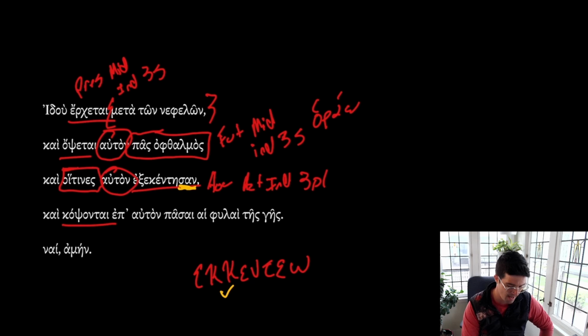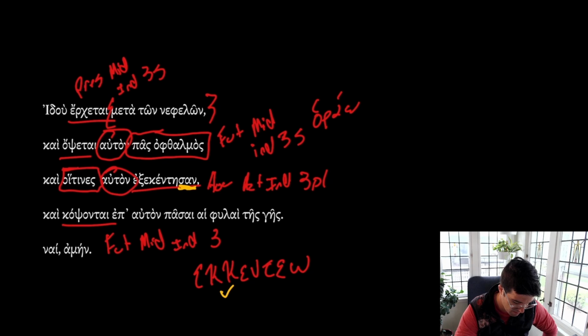So then moving on to kai kopsontai. Again, we have a future, middle, and deponent again, indicative, third person plural ending in this case. Ontai is the plural ending here. And so this is going to be the verb for mourning. So, and they will mourn ep auton.